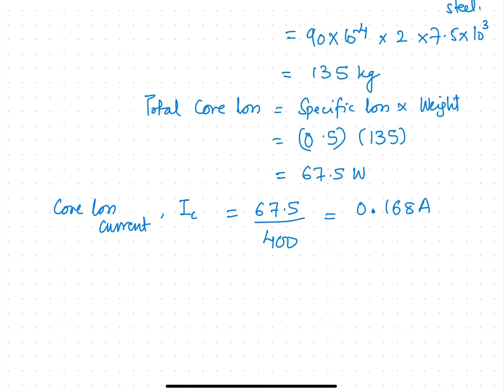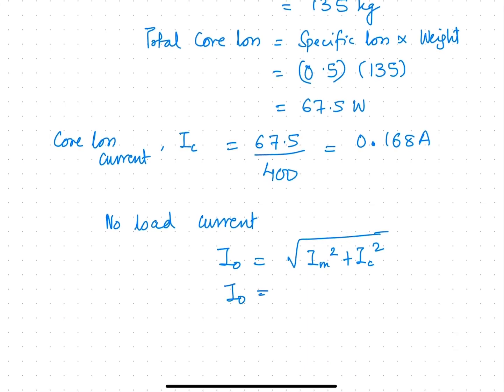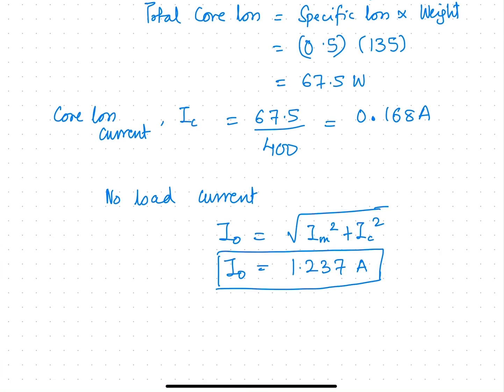And when you know the magnetizing current IM and IC, you can get the no load current, I naught, and that is the phasor sum of the two currents. And when you sum these up, you get the no load current to be equal to 1.237 amperes. So this was one example of the calculation of the no load current in terms of the losses.